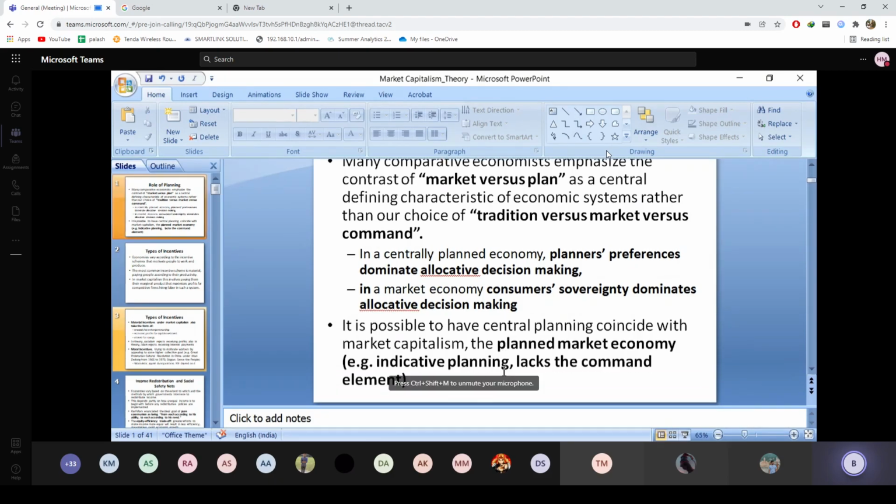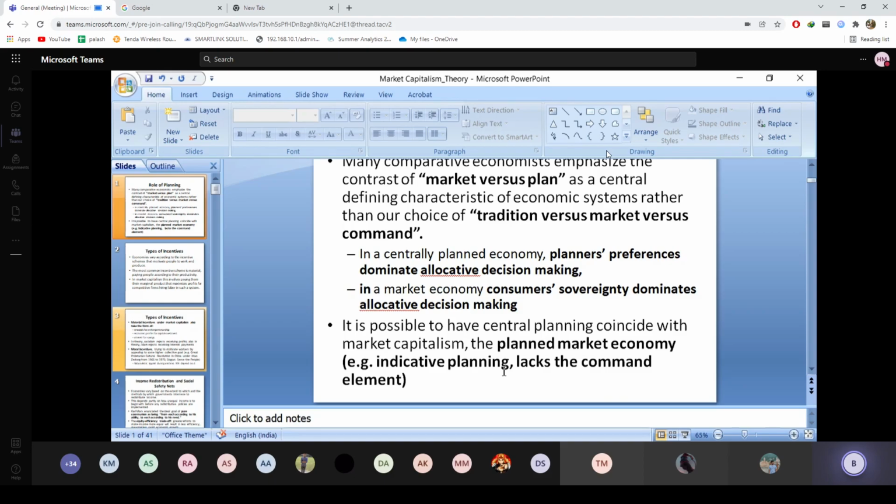So it is possible to have central planning coincide with market capitalism. That means a different variety of economies have come up with this kind of form. These are two extreme points that you are talking about, where the central planning board determines everything from A to Z, how economies should be run, what should be produced, and how those products should be distributed, as opposed to the market economy where everything is decided by consumer sovereignty. But these are two extreme points, and in between we can have a variety of them.